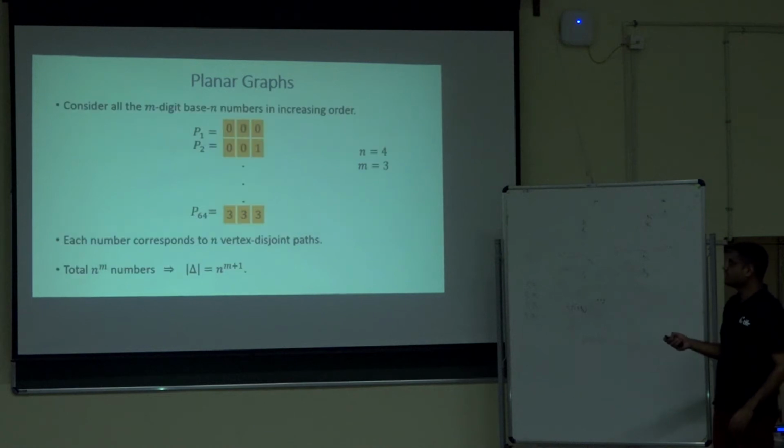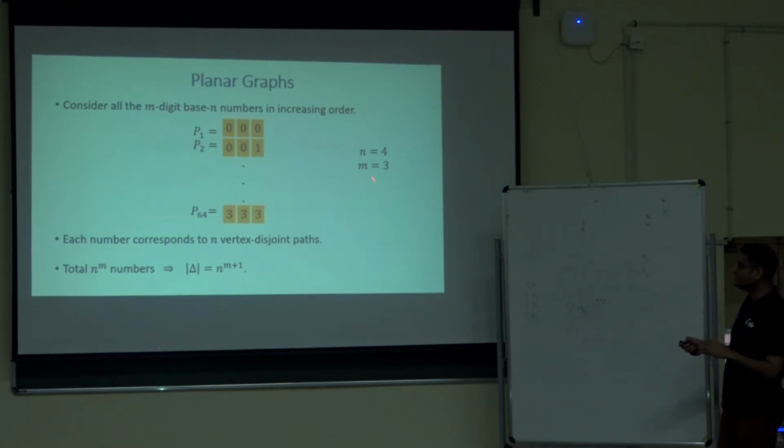Okay, so the description of the alternation-free paths is actually quite nice. You want a sequence of paths, and it turns out they just correspond to a normal sequence of numbers. So take the m-digit numbers in base n. In our example, take m equal to 3 and n equal to 4. So take all possible 3-digit numbers in base 4. The smallest is 0, 0, 0, and the largest number in base 4 is 3, 3, 3.